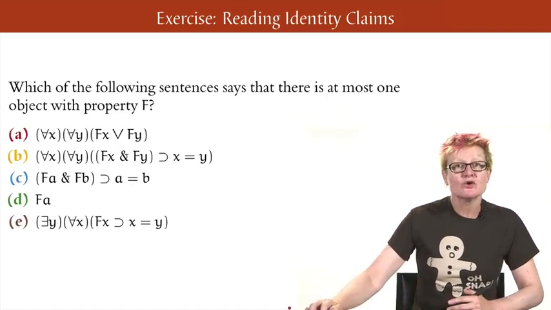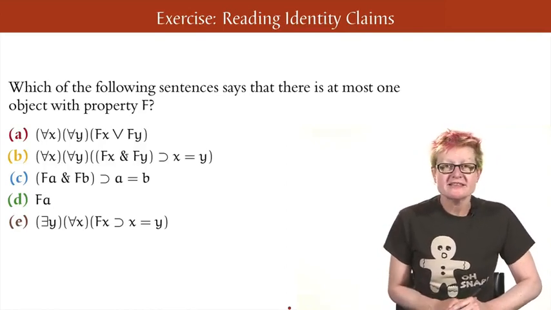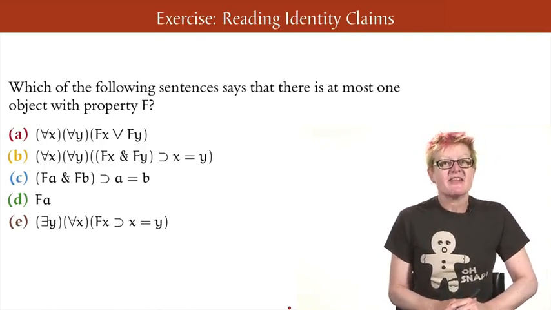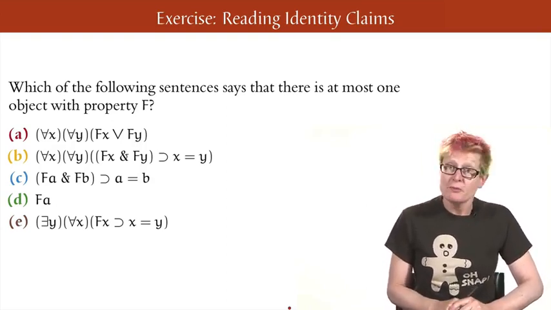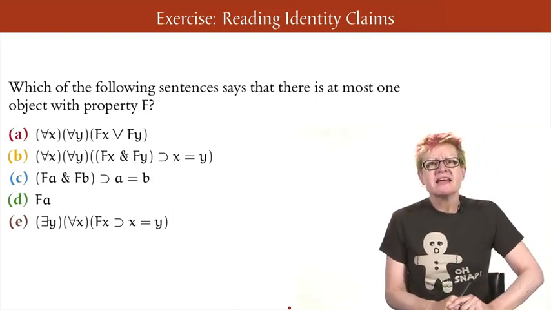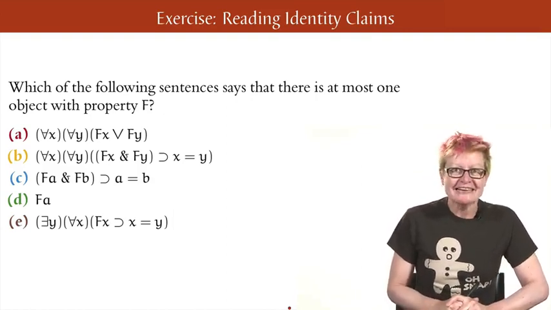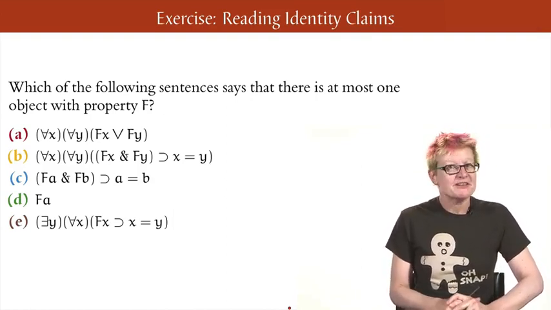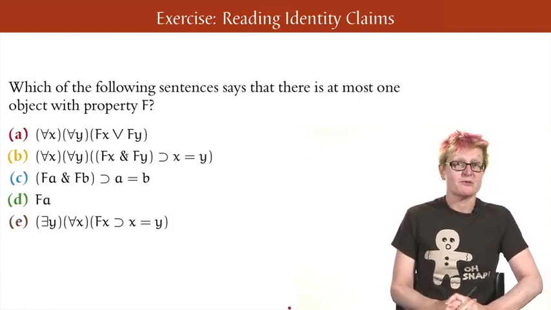Okay, now it's your turn. Which one or more of the following sentences express that there is at most one object with property F? Be careful. It means we need either 0 or 1 objects with property F, but definitely not 2 or more objects with property F.